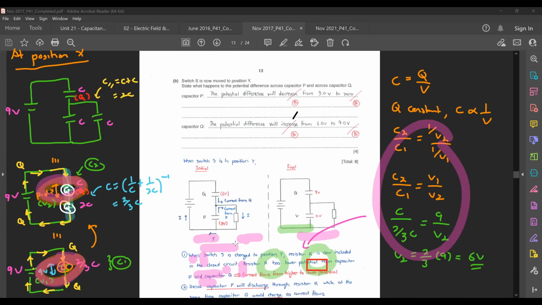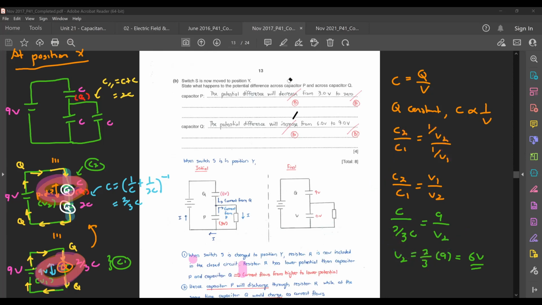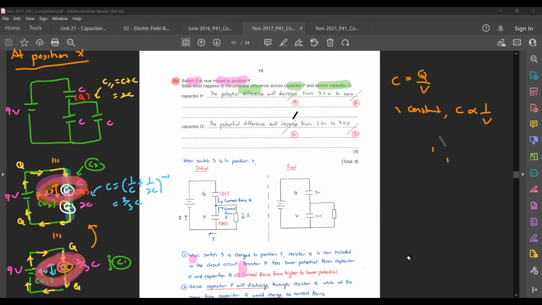Then I move on to the next one. This one is something like a state and explain question. All right. So now in B, they mention to you that switch S is now moved to position Y. State what happens to the potential difference across capacitor P and across capacitor Q. Okay, so this one I'll have to erase the things that you have here. This one is really going to the part where your capacitor is discharging. So again, it works better if you try to draw your circuit again, just to see what's happening.